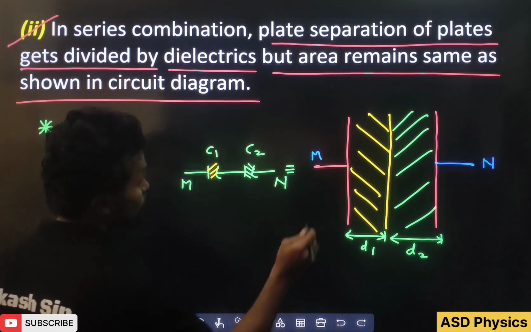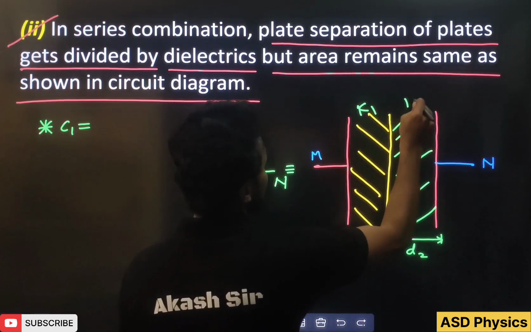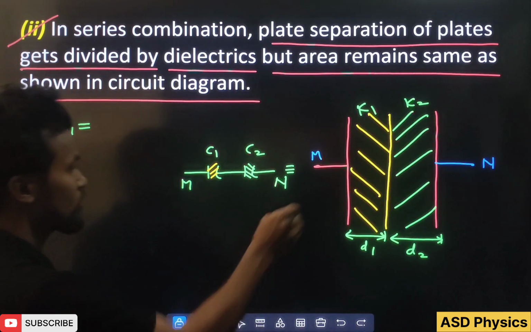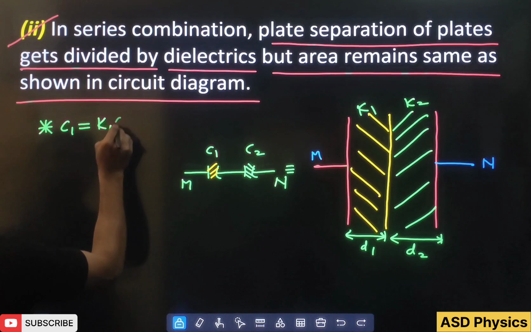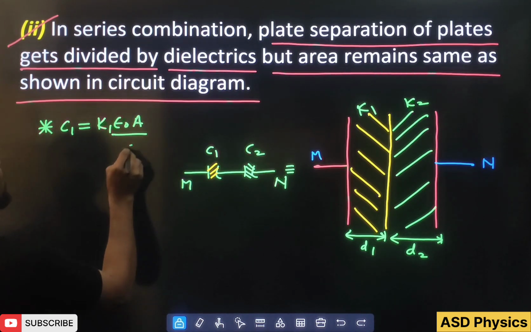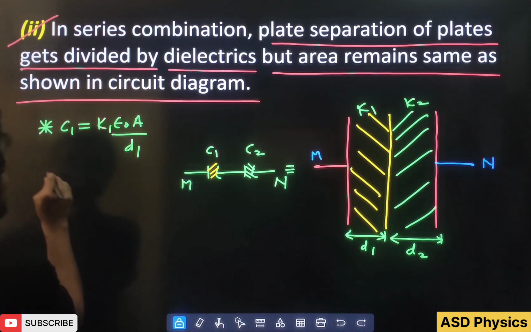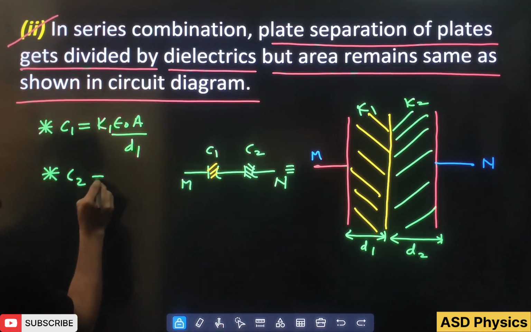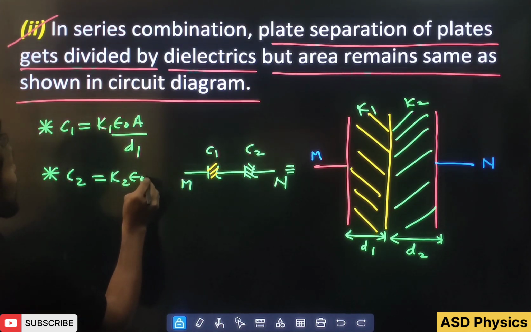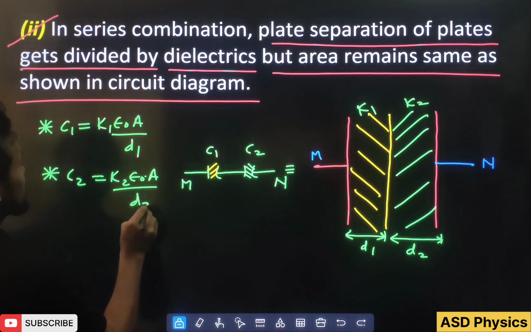Dielectric constant also we should put here. Let's take here dielectric constant K1, here dielectric constant K2 here. So this will be K1 epsilon naught A by D1 for this capacitor, C1 here. Similarly, next one, C2. C2 will be K2 epsilon naught A by D2.